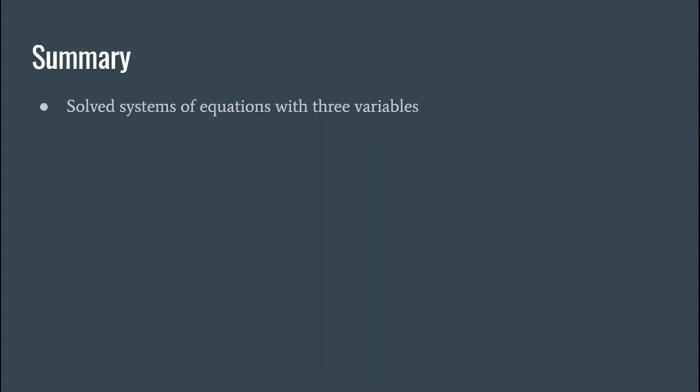So just remember, anytime you have systems of equations, you should have the same amount of equations as you do variables. So if you got 5 variables, you should have 5 equations.